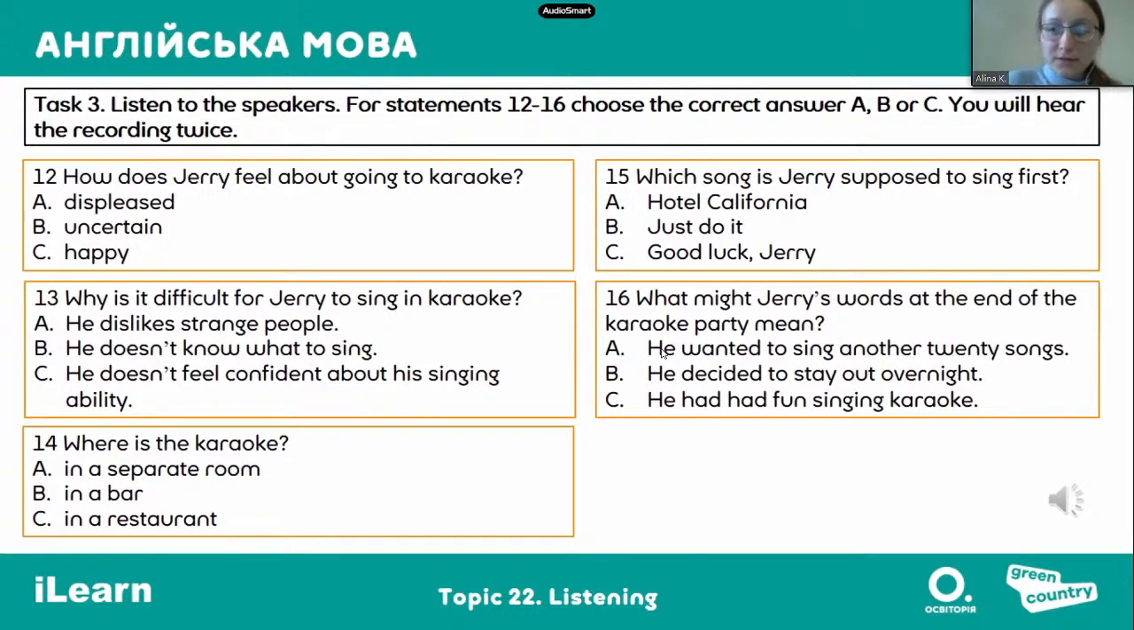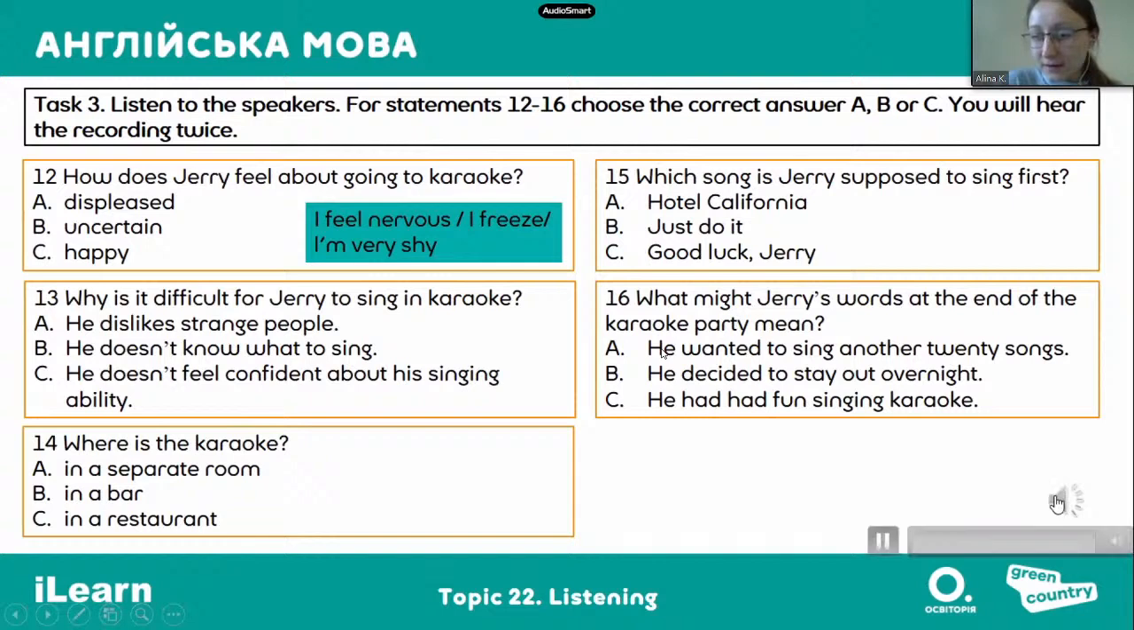Task 3. Most of you chose B. So he said, I feel nervous, I freeze, I'm very shy. So he's not sure, yes? And the synonym for not sure is uncertain, that is B.